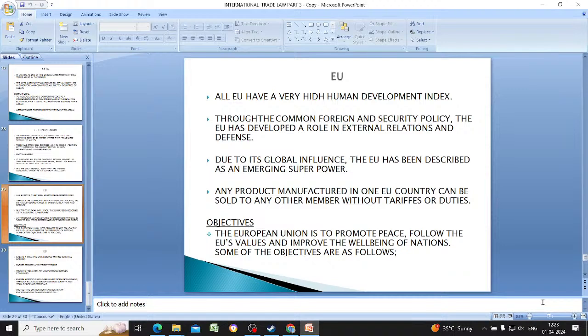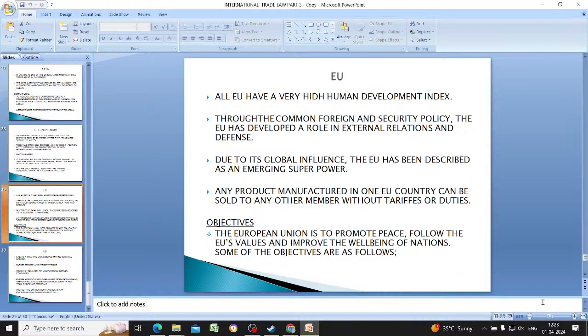Then when coming to the objectives, we can say that the European Union aims to promote peace, follow the EU's values, and improve the well-being of nations. So its primary goal is to promote international peace, follow the EU values, and improve the well-being of nations.